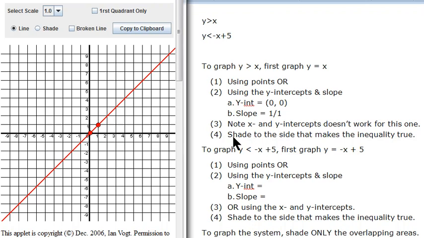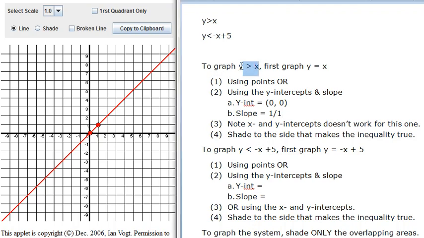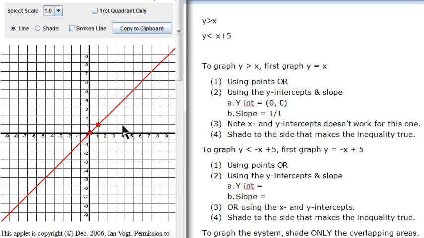And then the last step to graphing this inequality y is greater than x is to shade the side that makes it true. Also, I didn't make this dotted. It needs to be dotted. So greater than x means not equal to x, right? It can't be greater than and equal to unless you have greater than or equal to. So I actually need to make my line a broken line or a dotted line. And so it's going to look like this when I graph the inequality instead of being a solid line.